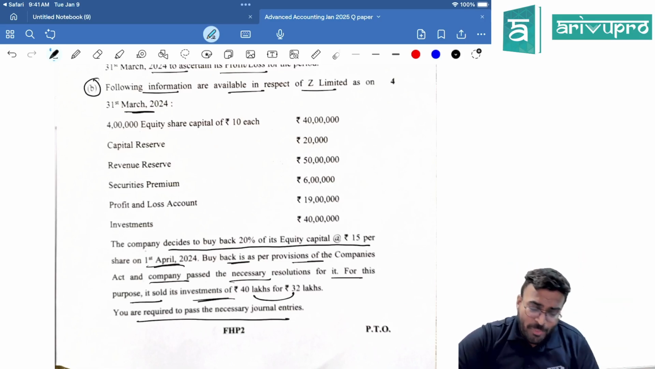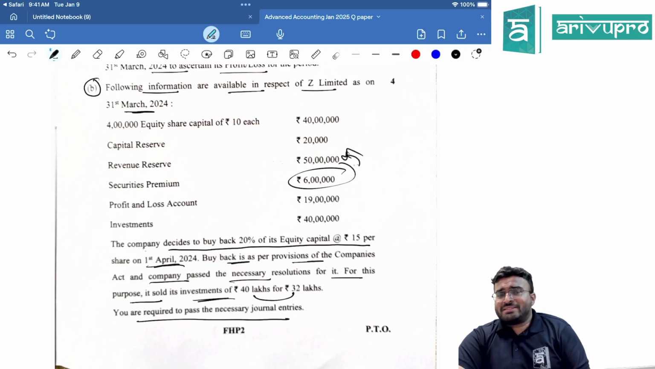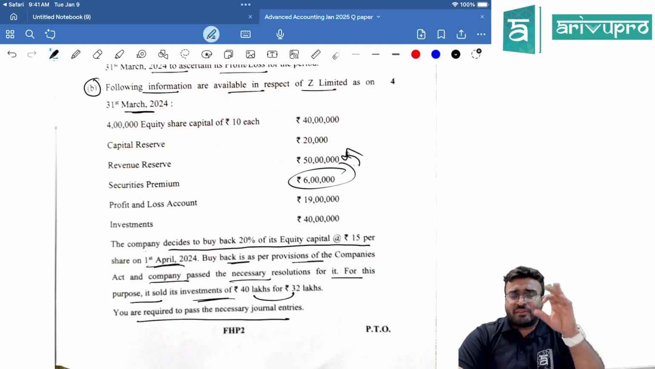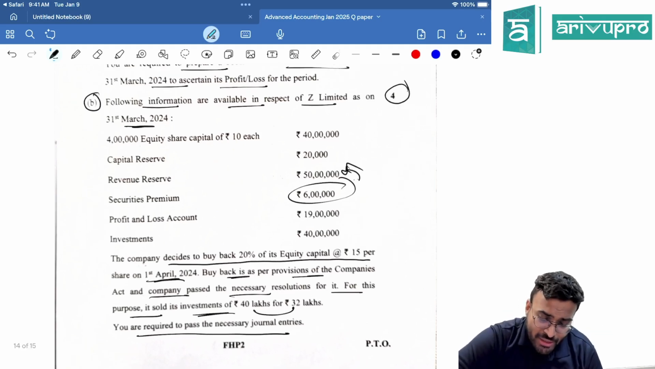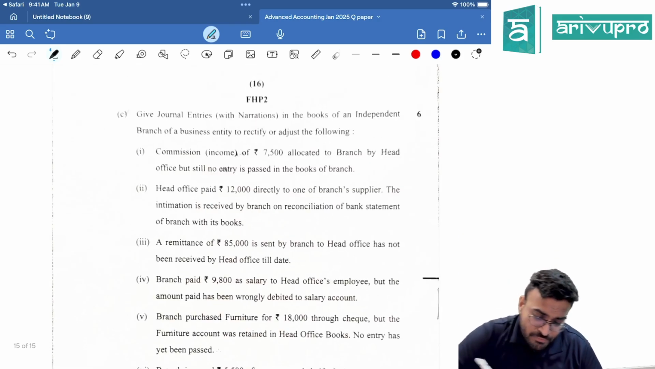Premium entry you are going to pass. Premium you can take from your securities premium. If required, you can go into revenue reserve also. Then obviously you are going to create CRR, for the face value of the equity shares bought back. This should be an easy 4 mark question. Okay. Next, we'll go into the next one.